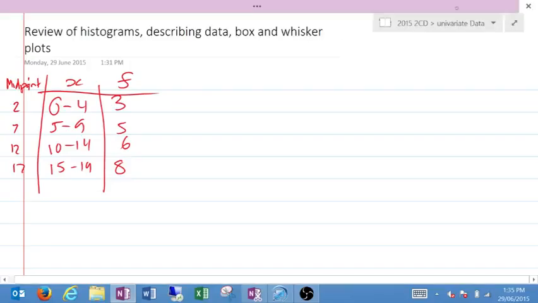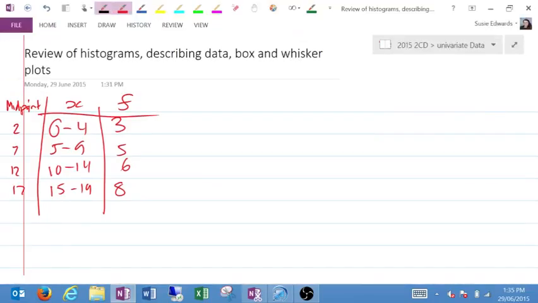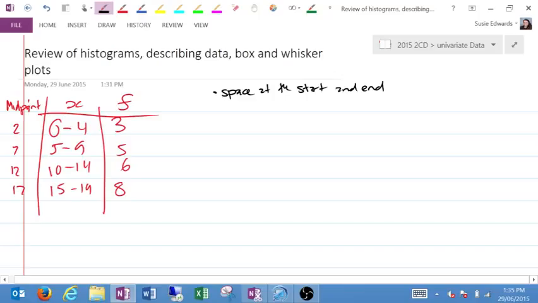So you have to remember certain features. Can you guys remember any of the features you need to have in a histogram? Okay, it doesn't have to have the 2 lines at the start, but the reason why we have the 2 lines at the start is to make a space, okay? So you have to have a space at the start and the end. What else do you need? Good. The columns are all next to each other, unless there's a 0 frequency for one of them, then you'd have a gap, okay?